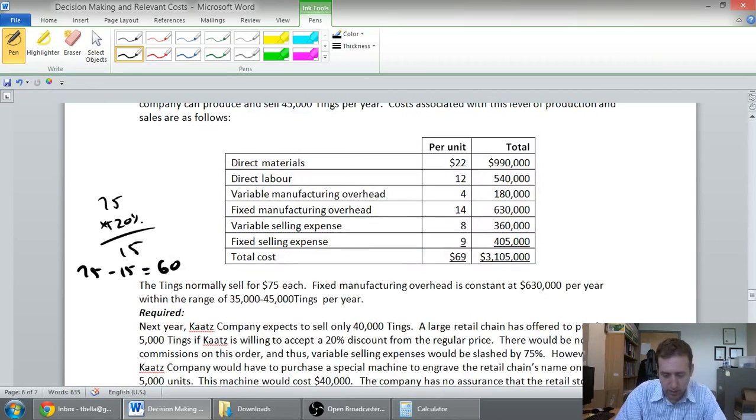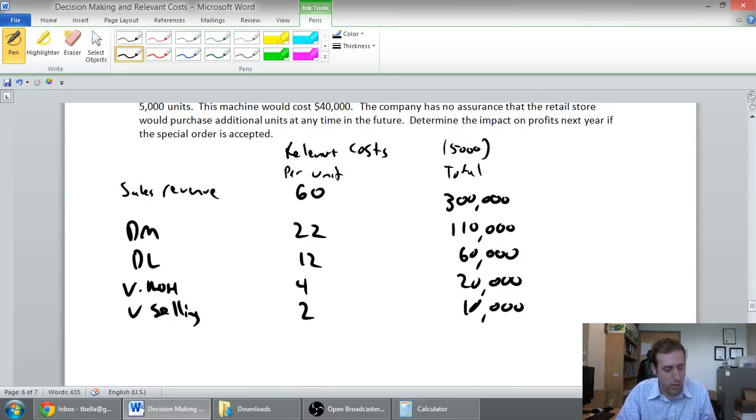Now, fixed selling, I think we've got to assume is not relevant here. It doesn't really say much about fixed selling, but if we assume selling costs are fixed, and if I sell 40,000 or if I sell 45, I'm still going to pay 405 in fixed selling costs. Well, that wouldn't be a relevant cost. So I think fixed cost here is irrelevant unless it tells me otherwise. The question hasn't told me anything else, so I'm going to assume it's not relevant.